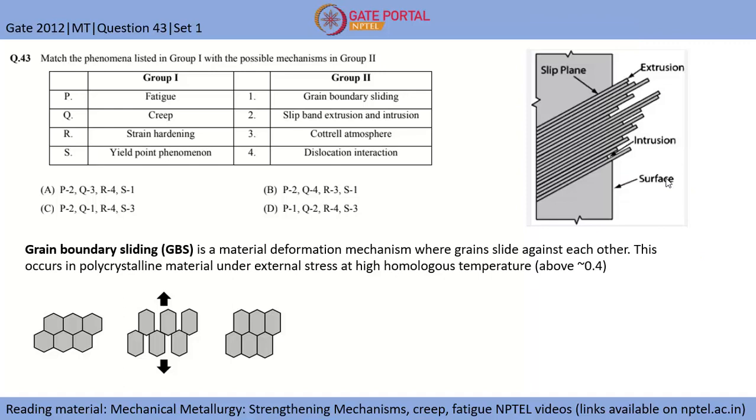Okay, so this is question number 43, GATE Metallurgical Engineering 2012 question paper. Match the phenomena listed in group 1 with the possible mechanisms in group 2. Group 1 consists of 4 different phenomena which are fatigue, creep, strain hardening, yield point phenomena. And group 2 are the mechanisms which include grain boundary sliding, slip bands extrusion and intrusion, third is Cottrell atmosphere, and fourth is dislocation interaction. So group 1 should be paired with group 2.